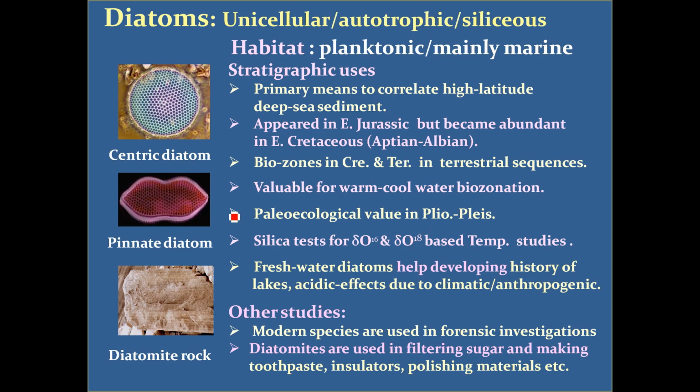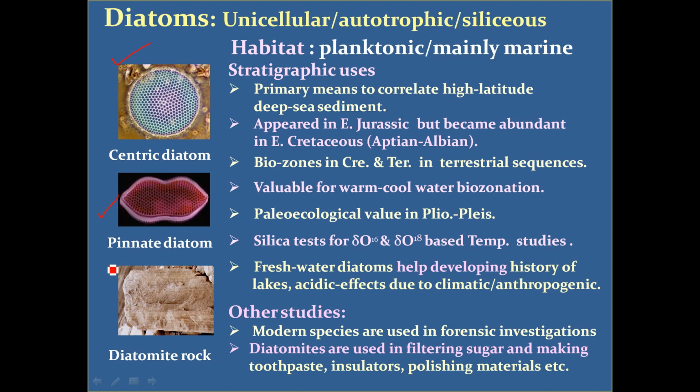And in the picture, I have shown two types of diatom. One is centric diatom, which is circular in outline, and second is the pinnate diatom, which has a leaf-like shape. And you can see a lot of pores on the surface of both the types.